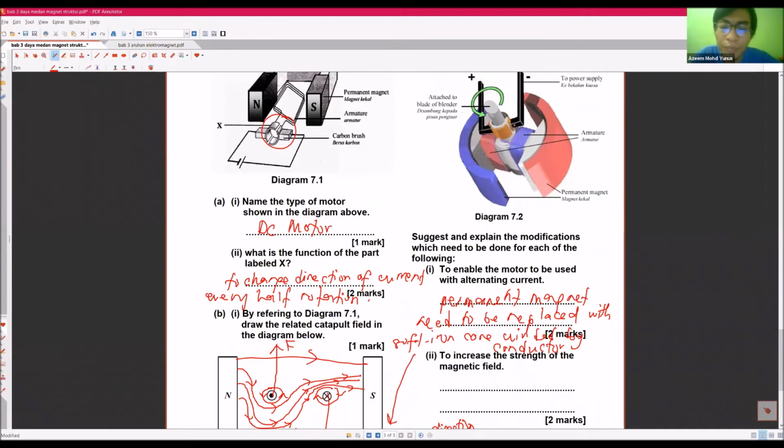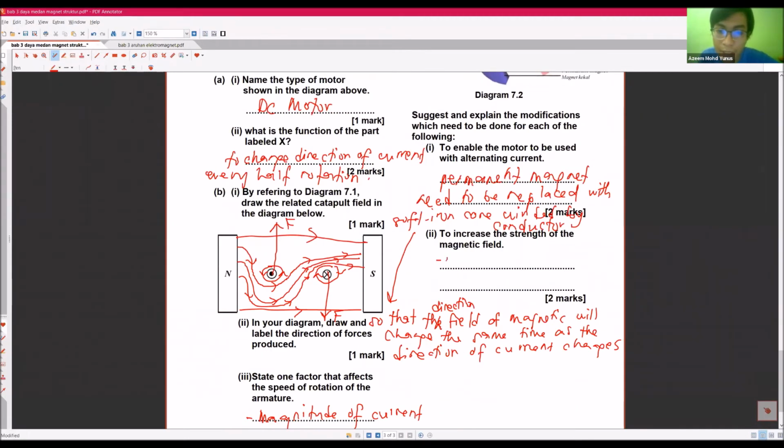To increase the strength of the magnetic field, so use a stronger magnet. This is the previous answer for the magnetic field. That means we cannot use a stronger magnet because we use an electromagnet, so just the magnitude of current. Increase the magnitude of current.